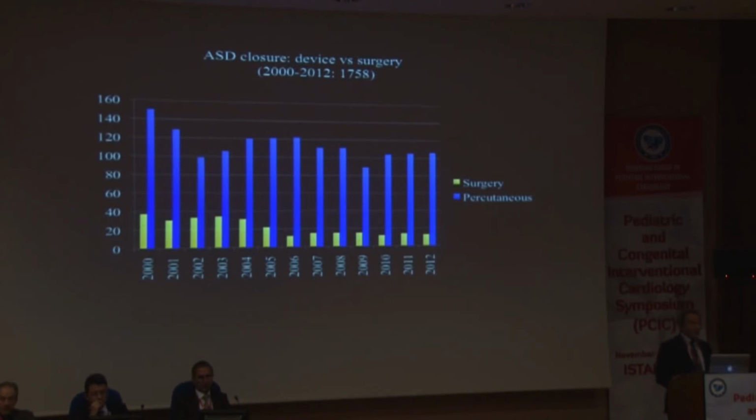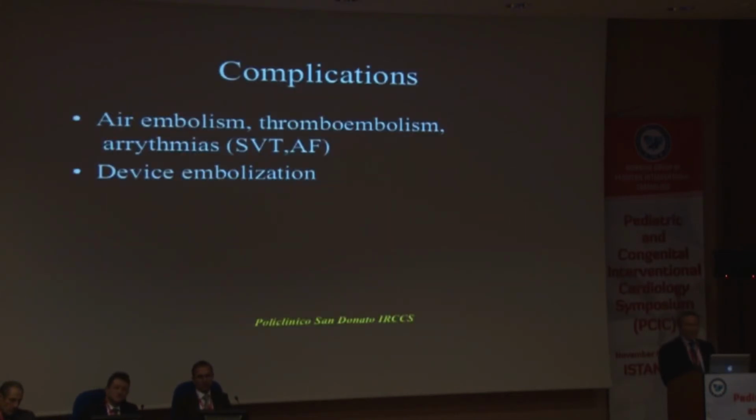Well, if you look at our experience, consecutive patients from 2000 to 2011, or almost 1,800 patients with secundum ASD, you see along the years from 2000 to 2012, more than 80% of patients were corrected in the cath lab, avoiding surgery. Well, complications. Of course, we can have complications, but probably I don't want to spend a lot of words about that, because Tarek is going to cover this specific topic extensively.